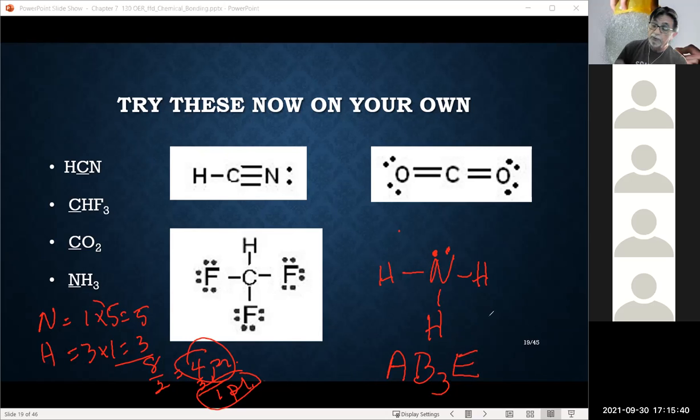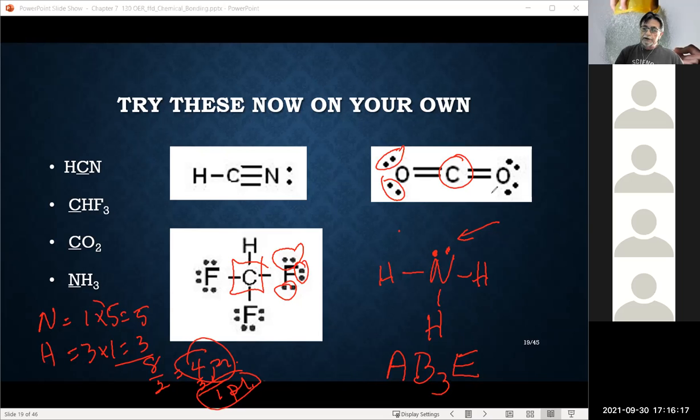Because that E, remember, represents the number of pairs of electrons on the central atom. Like here, these are lone pairs on fluorine, but we don't care about them because they are not the central atom. Okay. Same thing with oxygen. Oxygen has lone pairs here, but we don't care about them because they're not the central atoms. E represents the lone pairs on the central atom, just like it is here in ammonia. So our general formula is AB3E.